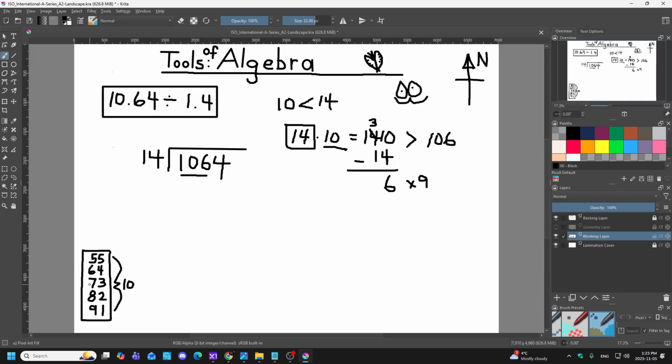6 and 4 is 10. 7 and 3 is 10. 8 and 2 is 10. 9 and 1 is 10. You pair up these numbers in your mind so that you can quickly do the math, right? So I knew the answer quickly because I know 6 and 4. I have that memorized. 5 and 5, 6 and 4, 7 and 3, 8 and 2, 9 and 1.